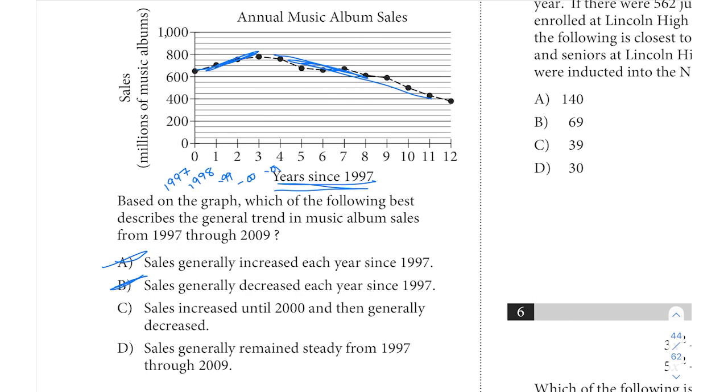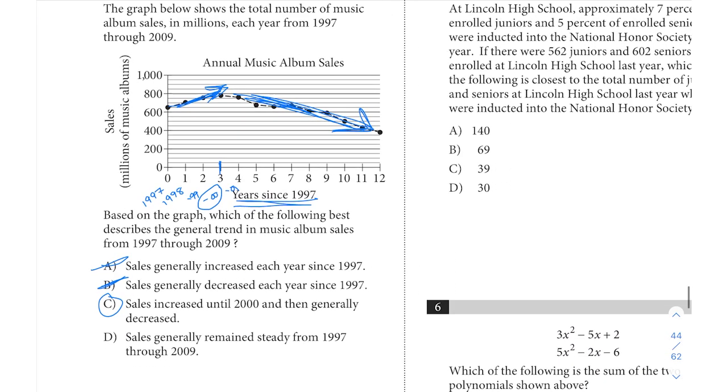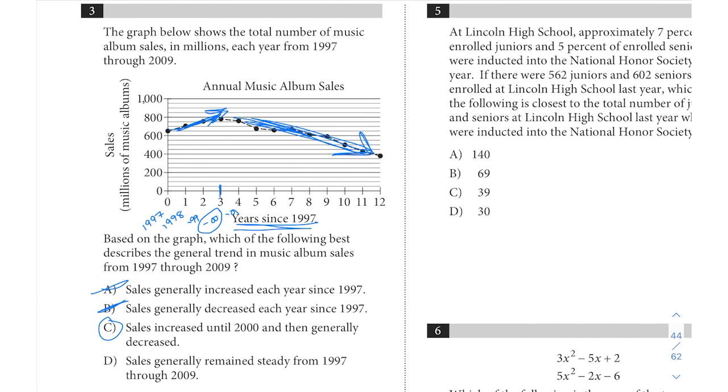So let's see. Answer choice C says it increased until 2000. Well, if we know that 3 years from 97 on our graph represents the year 2000, let's see if that's true. It does look like it goes up until that time, and then generally decreased. Yep, it does look like it generally decreases after that time, after 2000. And so answer choice C is correct here. It matches the data that we see in the table.